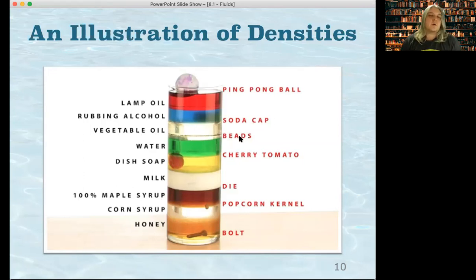Beads, they haven't told us what kind. Soda cap and a ping pong ball is obviously mostly air, so that's going to be overall quite low density. So that's just a useful sort of image to think about what the relative densities actually mean. So we don't know the actual densities of any of these objects, apart from water, assuming it's pure water, but it does tell us that we can just think about how these things will interact based on their relative densities, which one is more or less dense than the other.